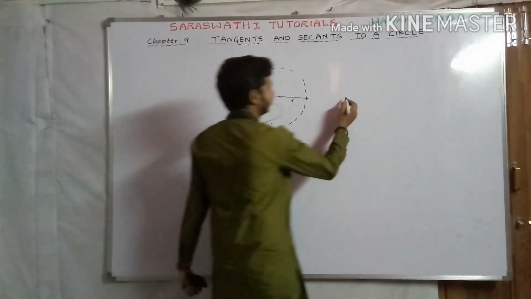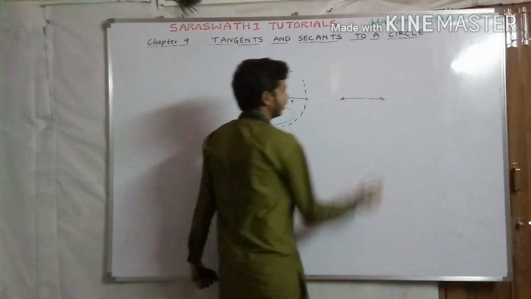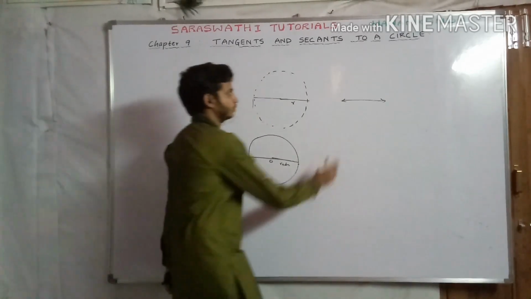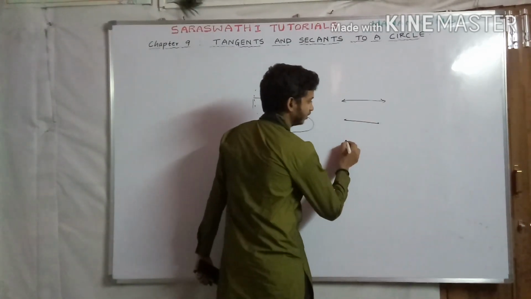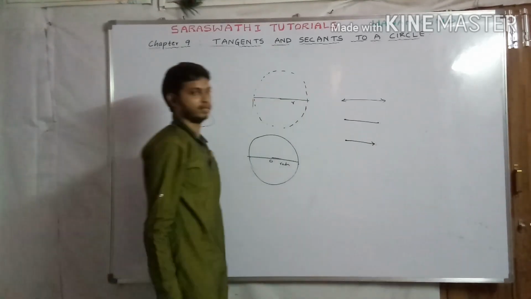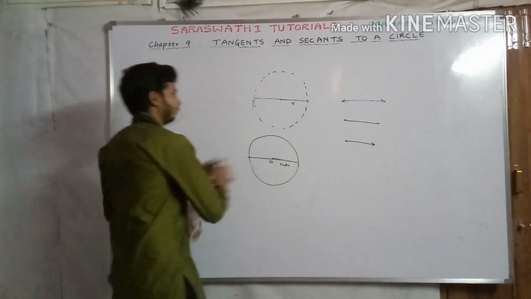Again, what is a line? A line does not have any end points. A line segment consists of two end points, and a ray consisting of only one end point is said to be a ray.